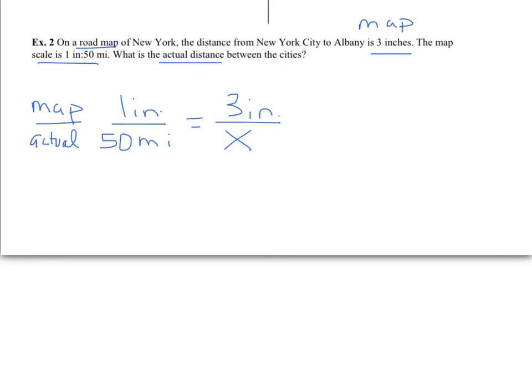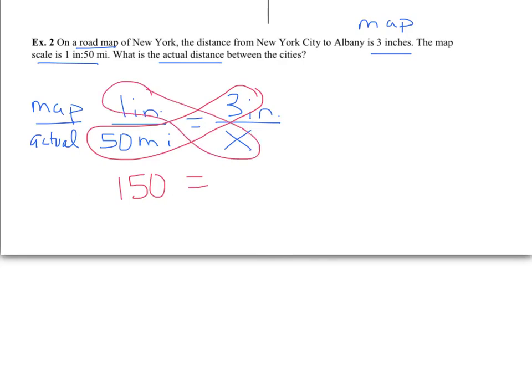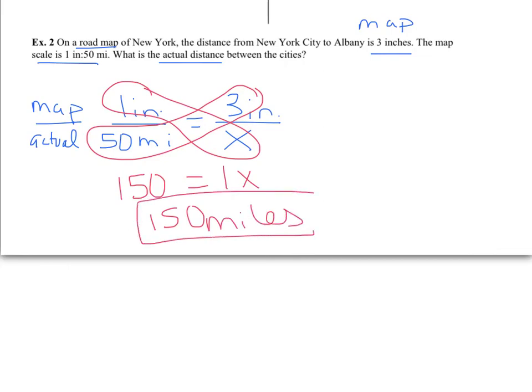I see that I have a proportion set up. I'm going to go ahead and multiply my numbers. So 50 times 3. And my other cross product is 1x, which is always good to see because I don't have to divide by anything. So 150 miles is how far it is from New York City to Albany, their capital.